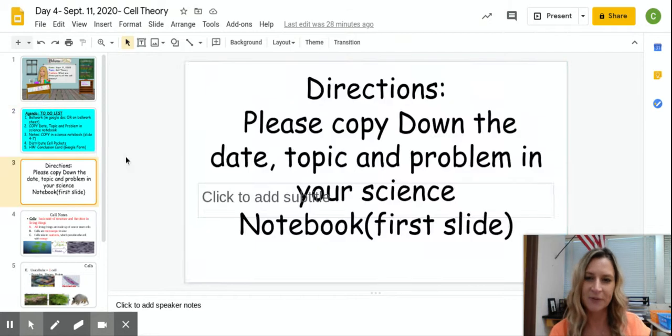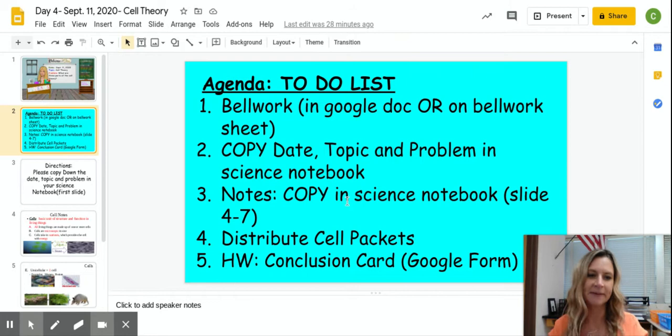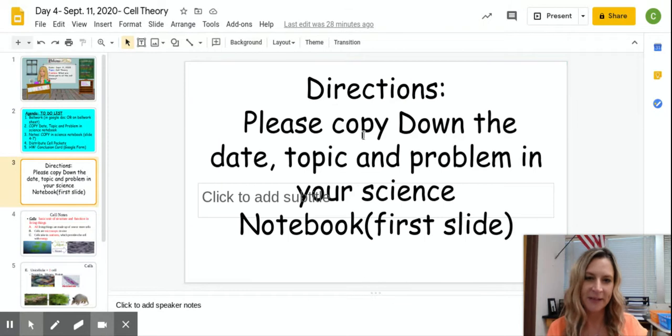If you are in class, I will distribute the cell packet, okay? It's a good reference, and we'll start using it next week. If not, you can download it on the website or on Google Classroom. Don't forget, please copy down the date, topic, and problem in your science notebook. You can hit pause if you need a few minutes to do so before we start the lesson.